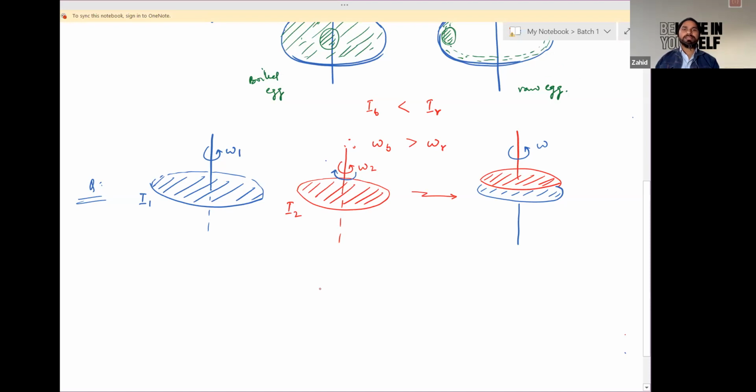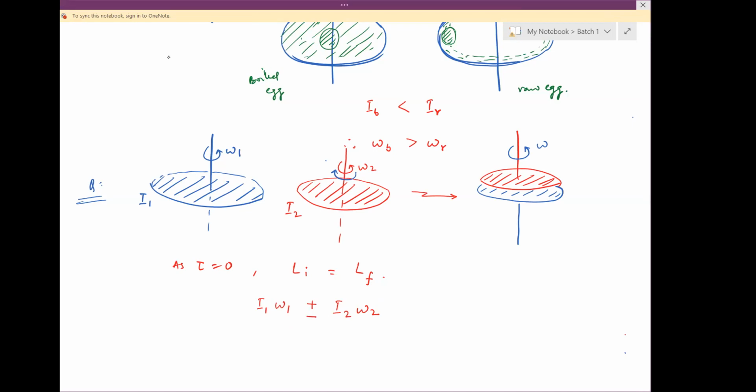Since there is no external torque acting on this whole system, angular momentum will be conserved. So as the torque acting on the system is 0, the initial angular momentum must equal the final angular momentum. Initially, the first disk has angular momentum I1 omega 1, and the second disk has angular momentum I2 omega 2. If they rotate in the same direction, there will be a positive sign. But if they rotate in opposite directions, there will be a negative sign. Is it clear?